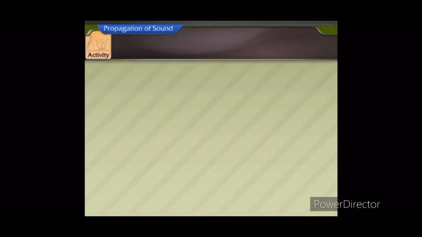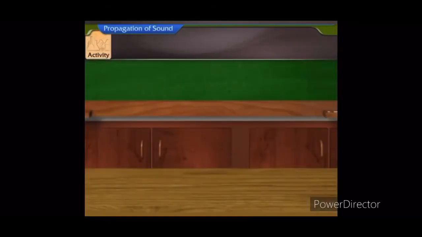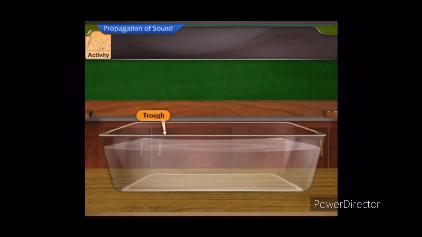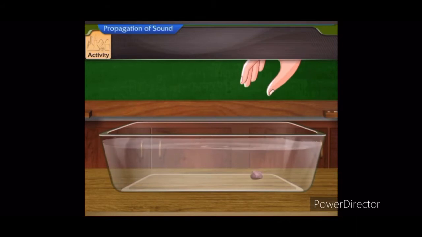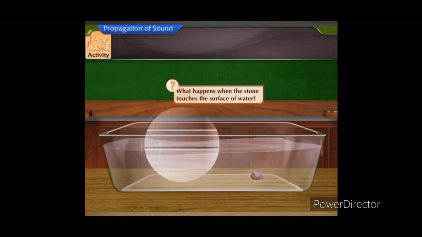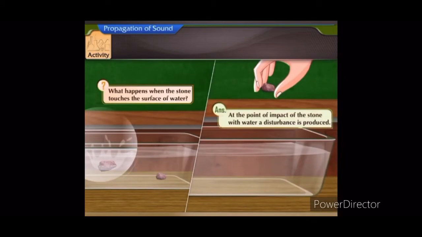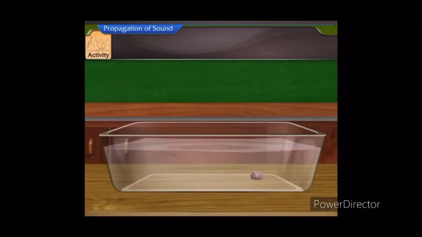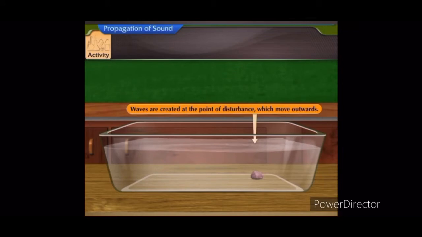Let us do an activity to understand the concept of wave. 1. Take a trough full of water and drop a stone in it from some height. What happens when the stone touches the surface of water? At the point of impact of stone with the water, a disturbance is produced. Observe the water surface for some time. You can see waves created at the point of disturbance which move outwards.